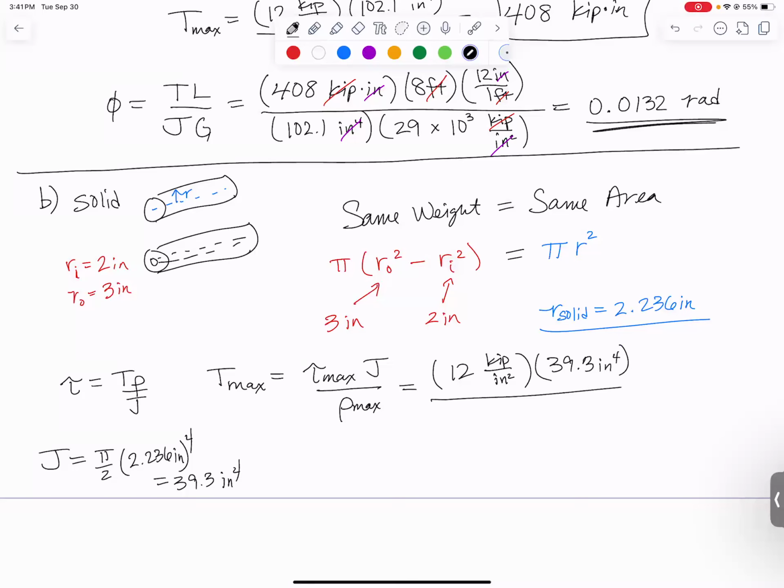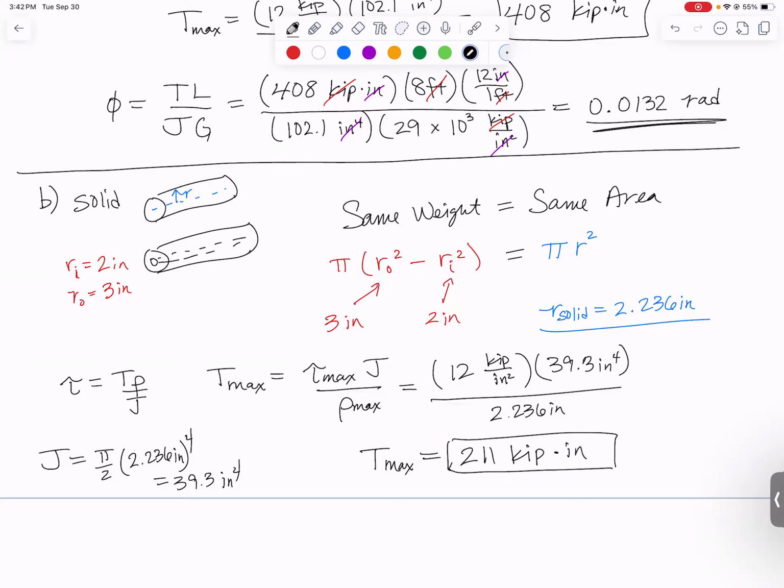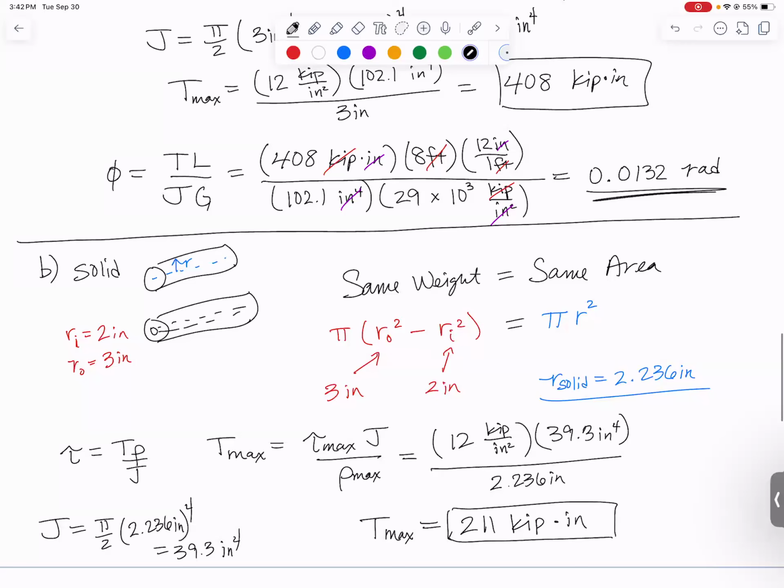And then our max radius is also smaller, 2.236 inches. Calculating all of that, we get T max is 211 kip inches. So interesting, use the same amount of material, but instead of making it a nice big hollow shaft, you make it a small solid shaft, and you'll notice how the amount of torque we can carry is roughly half what we could carry with the hollow one.